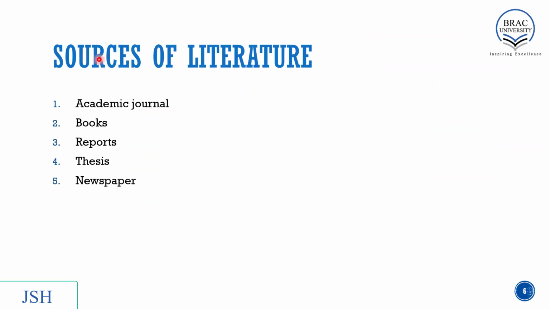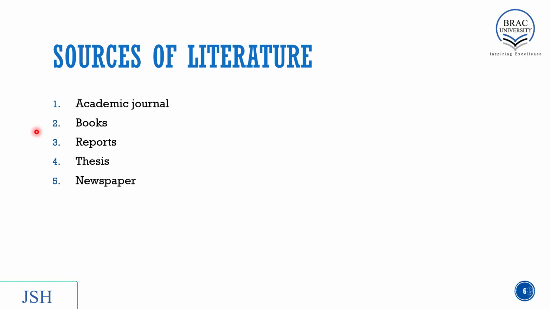Now, what are the different types of sources of literature? Obviously, we have books. Besides, we also have reports. We have theses or internship reports, right? So we can find some study done there as well. Then we can also find some information in the newspaper. Now we already know these four.